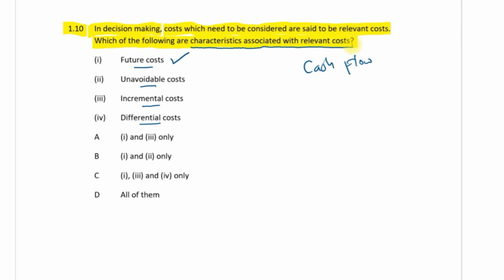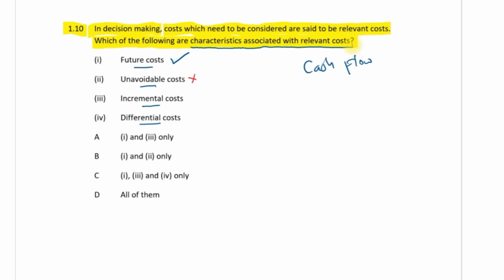Are they avoidable? Are they unavoidable? Are relevant costs unavoidable? You can avoid them. You can avoid certain costs. It's possible because you may partner with another business, and in partnering with another business, that other business may incur some of the costs that you would have incurred. So then, relevant costs are future costs, and they are avoidable costs. So this one, then, we know.